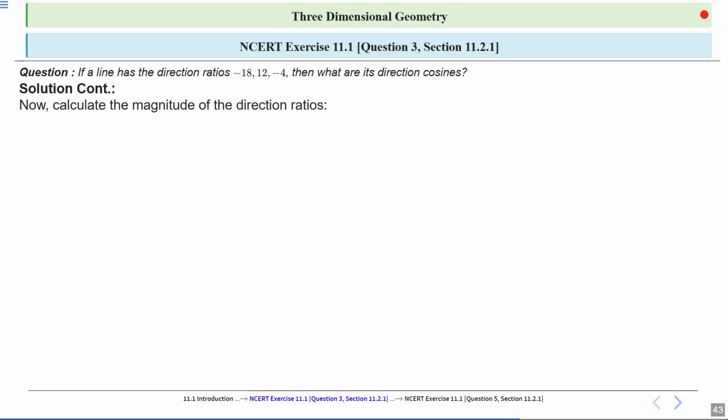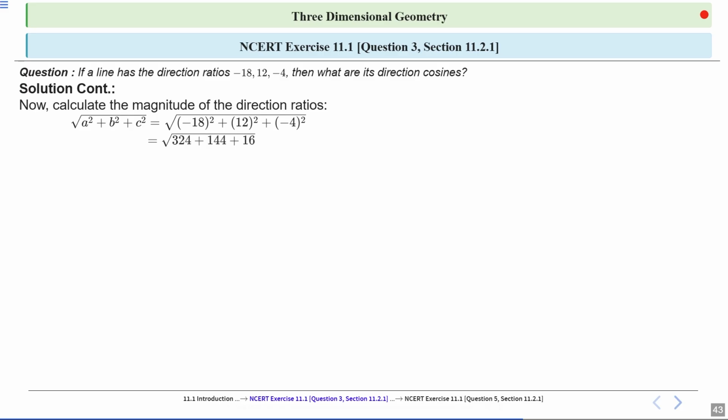Now, let's calculate the magnitude of the direction ratios. The magnitude is found using the formula square root of a square plus b square plus c square, where a, b and c are the direction ratios. So, let's substitute the values into the formula: square root of a square plus b square plus c square is equal to square root of minus 18 whole square plus 12 square plus minus 4 whole square.